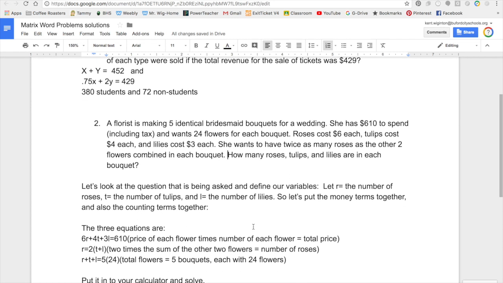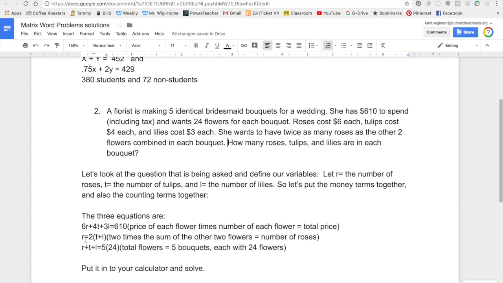So let's look down and find out what we did. We're going to get 6R plus 4T plus 3L is equal to $610. This is where we're getting the individual prices of each flower, multiplying it times how many flowers of each kind we get, and that'll give us the total price we're going to spend. We want to get as many as we can with this $610, so we're going to max that out. And then here we have R, the roses, is equal to 2 times the number of tulips plus lilies. That's what we discussed at the bottom down there.